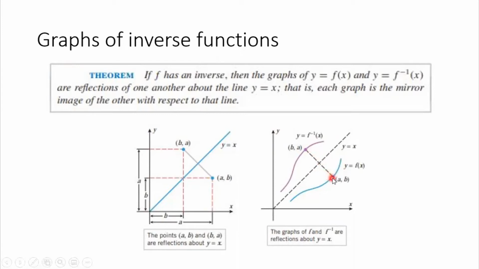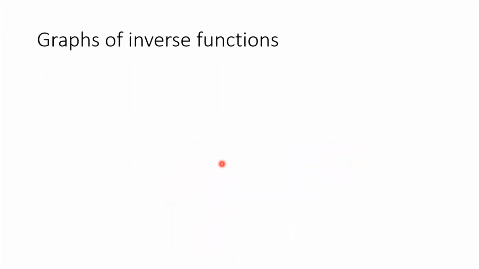Again, this point (a, b) that lies on the graph y is equal to f of x has a reflection, and that reflection is the point (b, a) that lies on the graph of the inverse function. So the graphs of f and f inverse are reflections about y is equal to x. This is also one way to determine if the graph of a function is the graph of its inverse function.